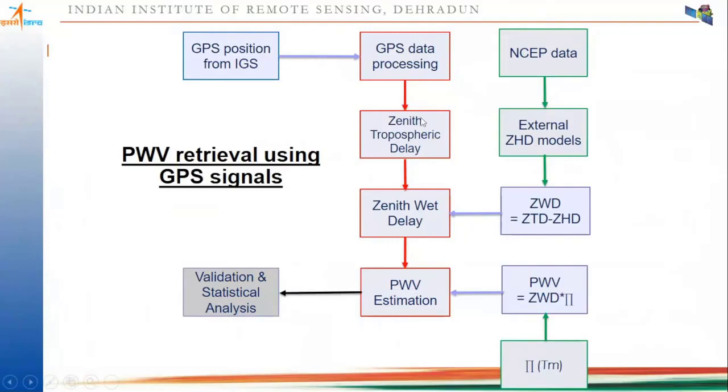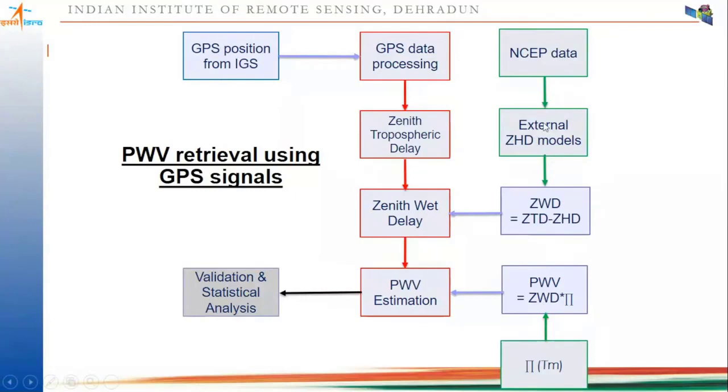From this zenith tropospheric delay, we find the zenith wet delay, which can be obtained by subtracting the zenith hydrostatic delay. So the total delay is ZTD, the zenith tropospheric delay. You can see here, it has come from the GNSS data processing. From this ZTD, we subtract the ZHD, the zenith hydrostatic delay, and then we obtain the zenith wet delay. The zenith hydrostatic delay can be estimated by external ZHD models.